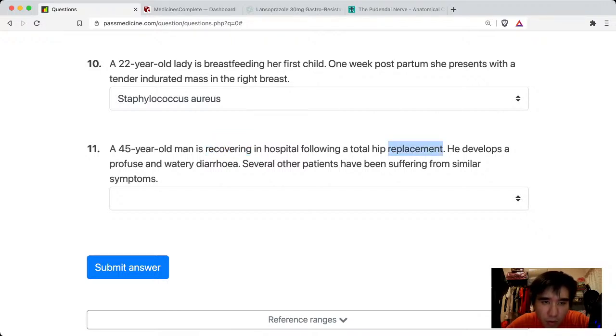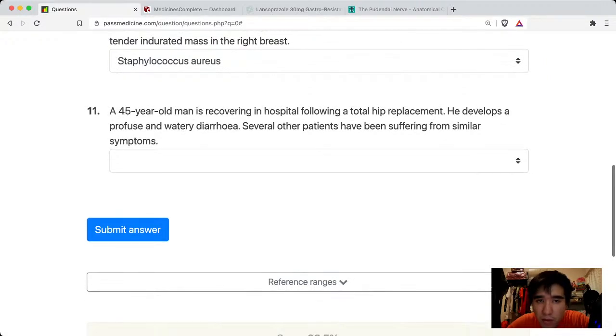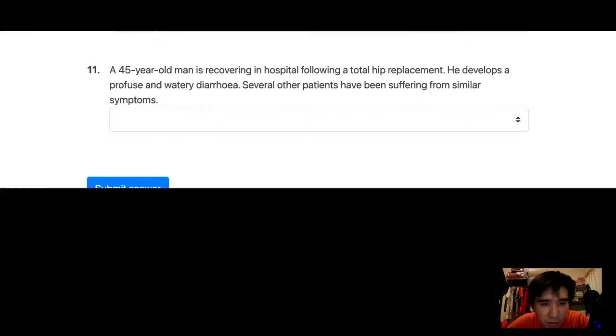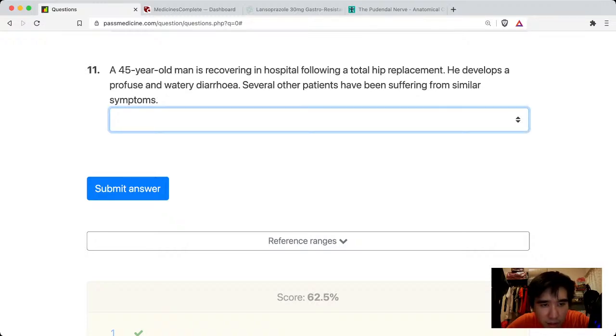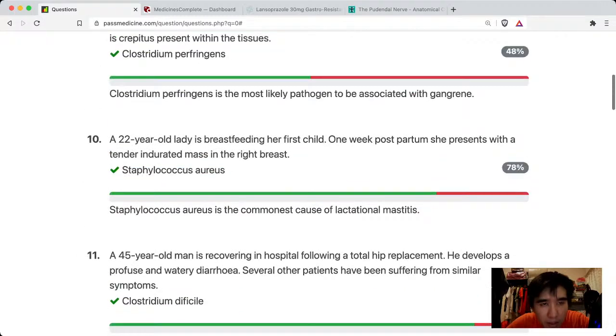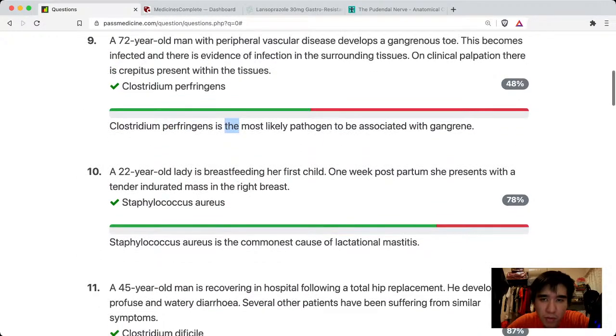A 45-year-old man is recovering in hospital following a total hip replacement. He develops a profuse and watery diarrhea. Is he on antibiotics? Several other patients have been suffering from similar symptoms, so it's hospital acquired. What is common in hospital that causes diarrhea? I think it's C. diff. Let's see. Correct.